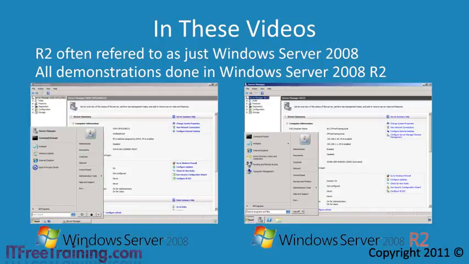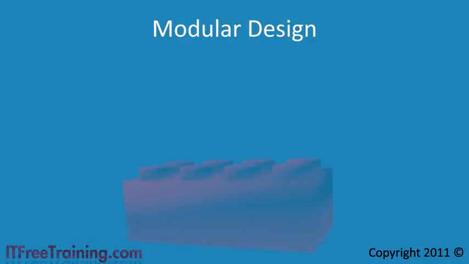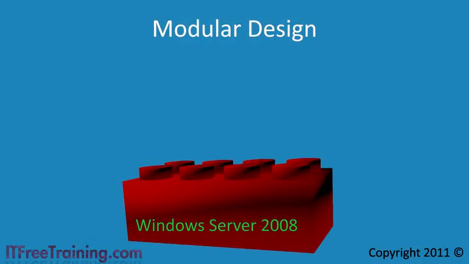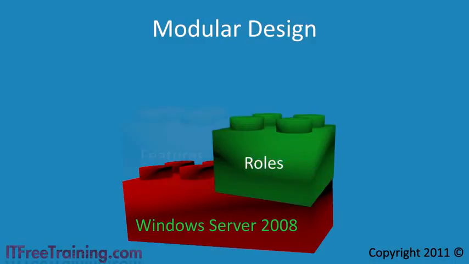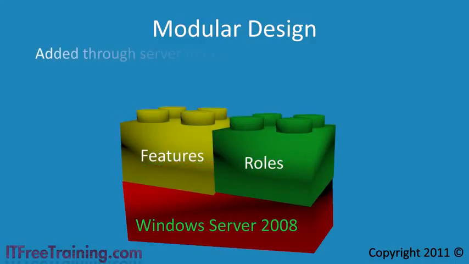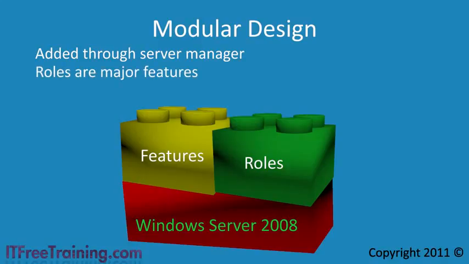The first major feature of Windows Server 2008 over its predecessor is that Windows Server 2008 is very modular. This is done through the use of roles and features. Both are added through the Server Manager. Although at times there is an overlap between roles and features, think of a role as a major feature or change added to the operating system. A feature, on the other hand, is like a smaller add-on package added to the operating system.